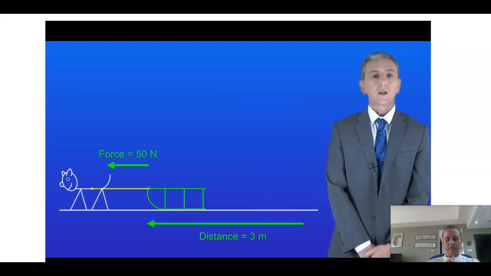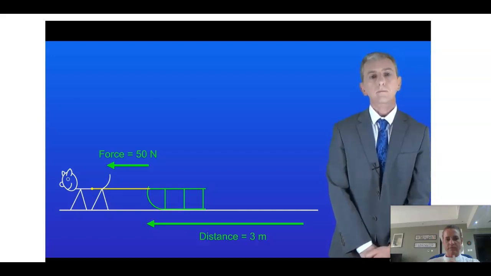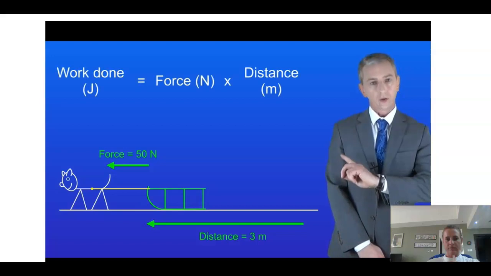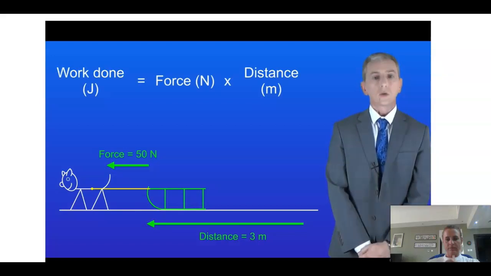Looking at this example, we can see that the dog is applying a force of 50 newtons, and the sledge is moving a distance of 3 meters. So how do we calculate the work done? Well, we use this equation. Work done in joules equals the force in newtons multiplied by the distance in meters.